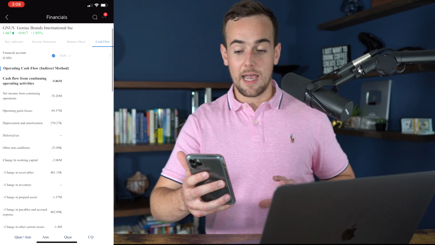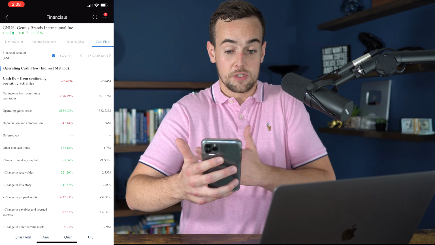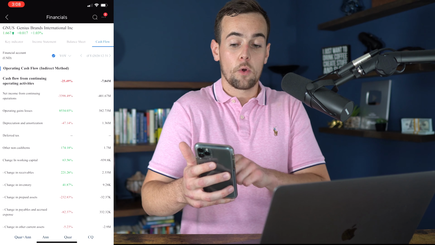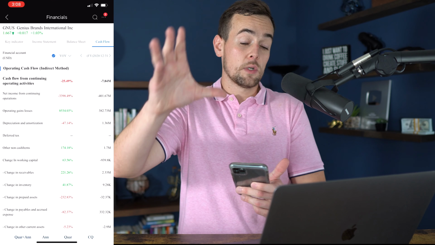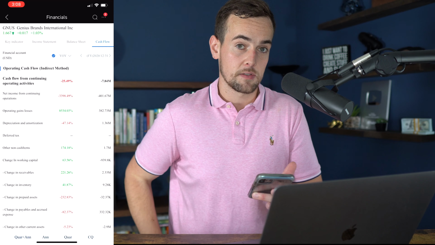This is the financial document that I have the least knowledge of, and I just simply don't use it that often, but this is where you would navigate to if you want to interpret that cash flow statement. So the last thing we're going to do here, guys, I'm going to go ahead and purchase some shares of Genius Brands just to give you guys a tutorial on how to buy stocks with the Moomoo app.